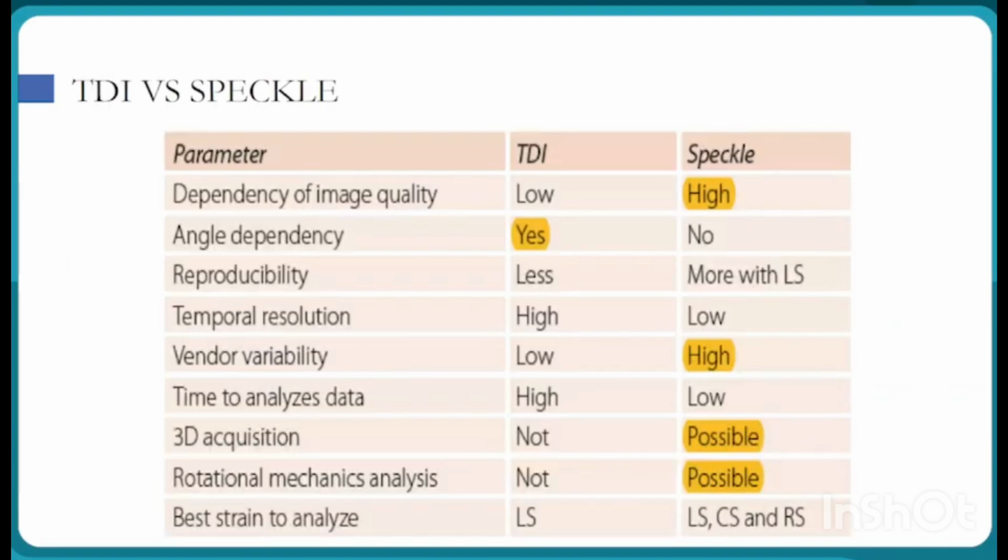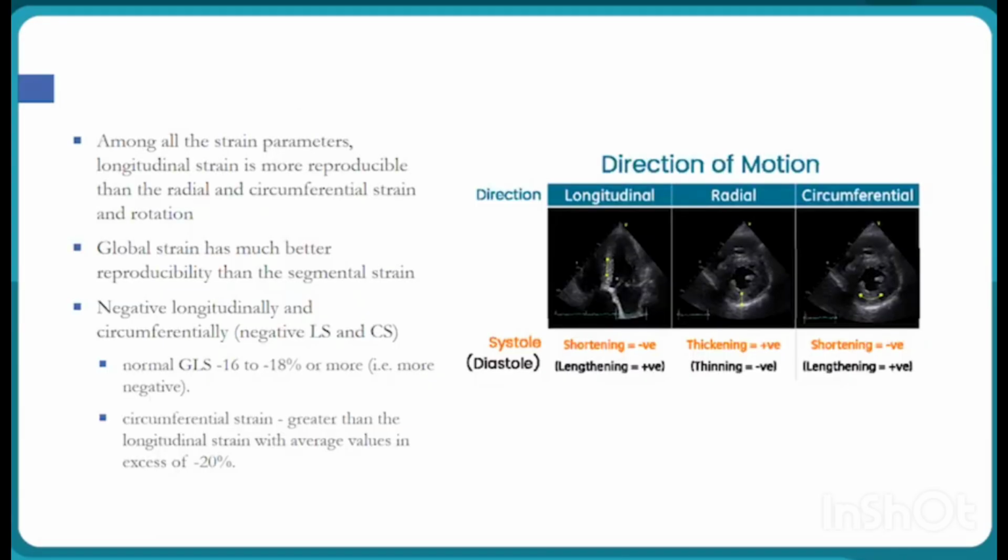The main differences between tissue Doppler imaging and speckle tracking are that speckle depends highly on image quality, whereas angle dependence comes in Doppler tissue imaging. Then there is vendor variability in speckle tracking. Those are the main key differences, and there are other differences listed as well. Tissue Doppler imaging can best analyze only longitudinal strain, whereas speckle tracking can give longitudinal, circumferential and radial strain also.